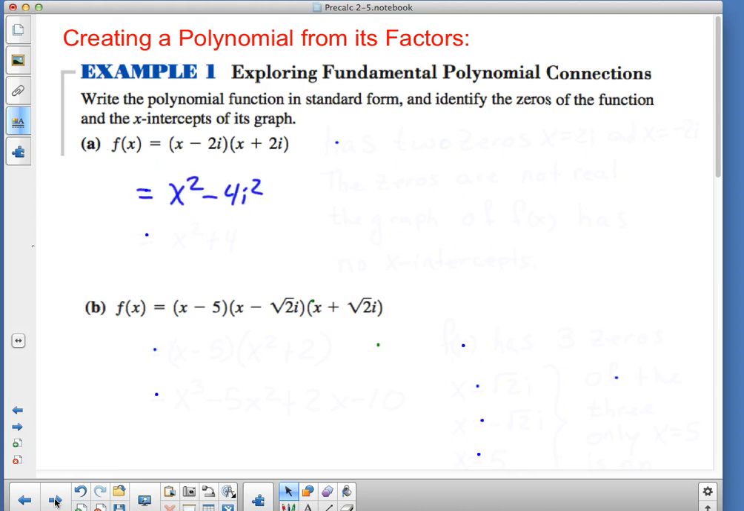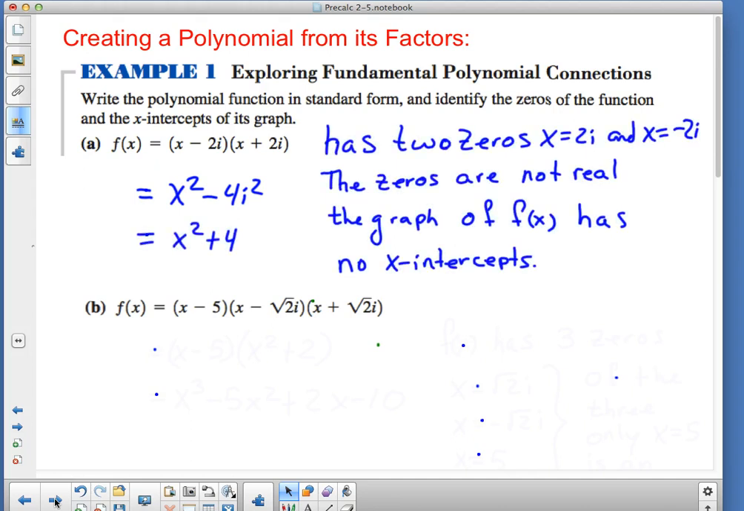So I multiply. I get x squared minus 4i squared, but remember i is the square root of negative 1. So the square root of negative 1 squared is just negative 1, so I get x squared plus 4. Now I've got my zeros. This has two zeros, x equals 2i and x equals negative 2i. The zeros are not real. The graph of f of x has no x-intercepts.